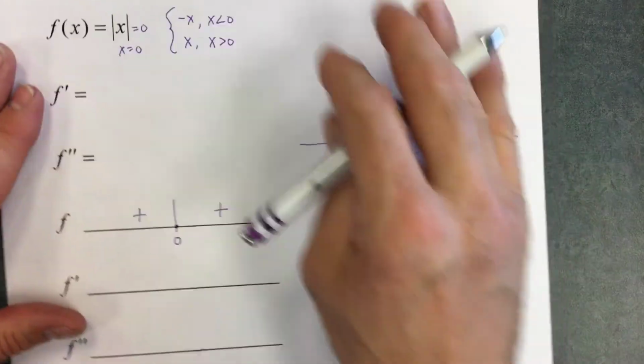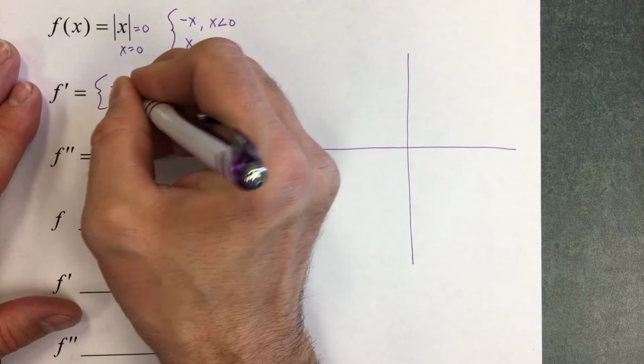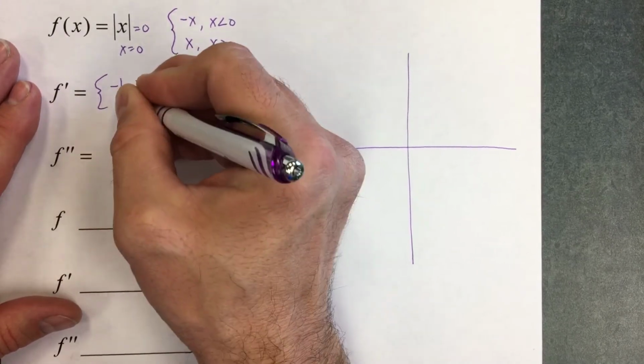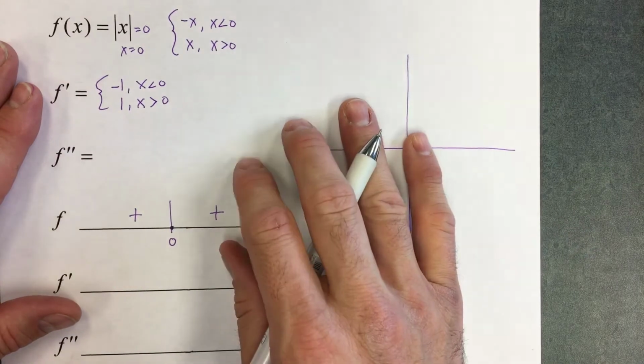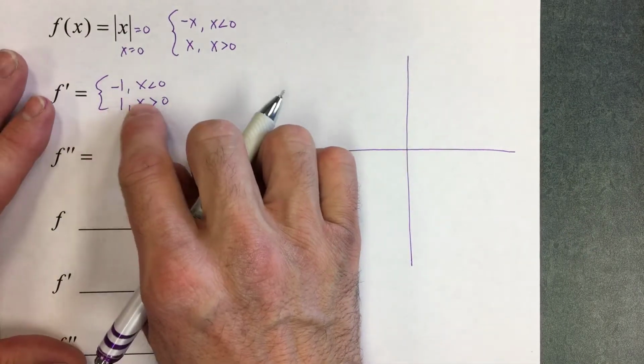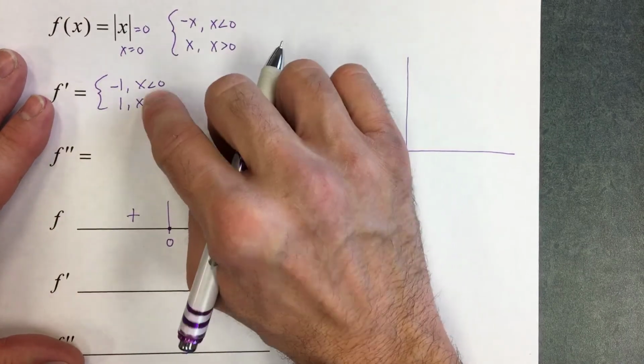Okay, well, regardless of that, my derivative is twofold. My derivative is negative 1 when I'm less than 0, and positive 1 when I'm greater than 0. Okay, this is good. So now what I need to do is realize that there is a break or some sort of piecewise joining at 0.